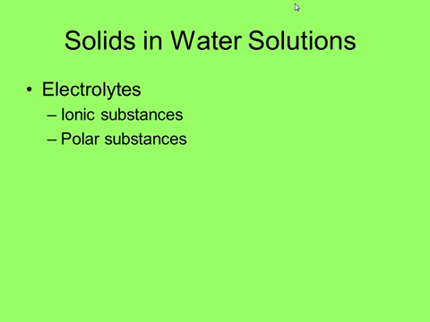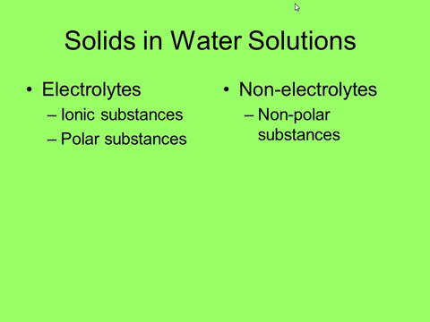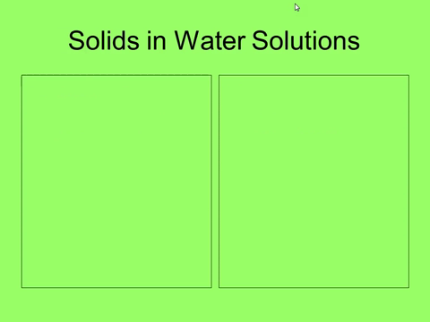All right. What about tap water? So, once again, solids in water solution, things that are electrolytes. A solution that has an electrolyte in it will have an ionic substance or a polar substance. A solution that does not, if it is a non-electrolyte, it is a non-polar substance. Those are things that you can add.